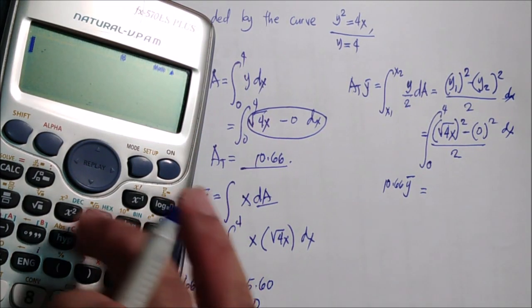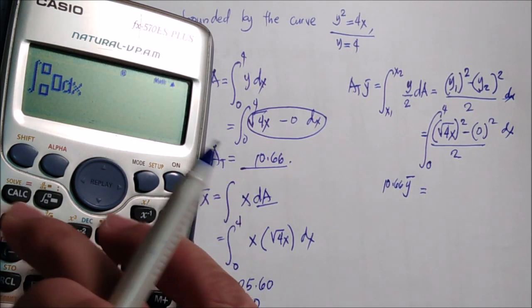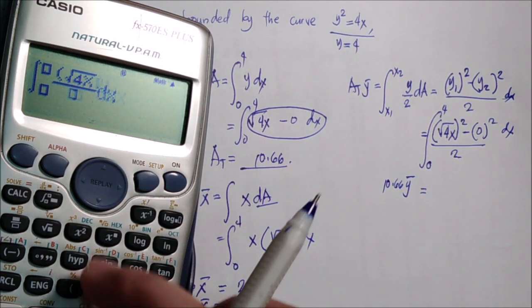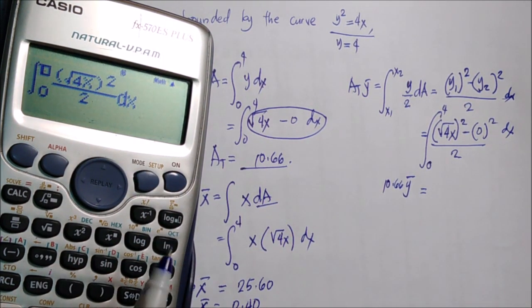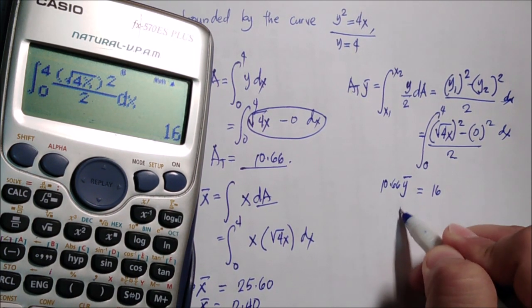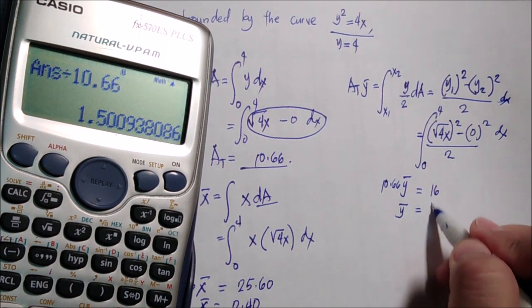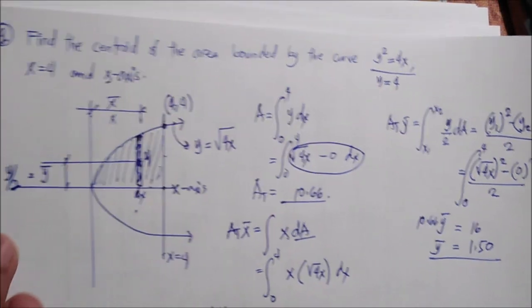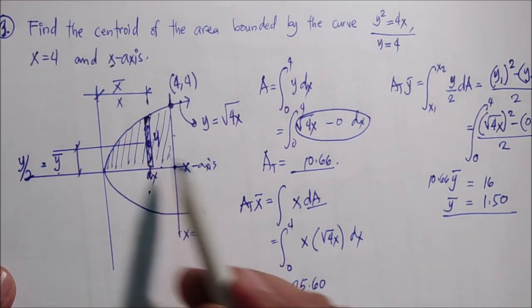Let's compute the value. The integral of the square root of 4x, squared, divided by 2, limit from 0 to 4, is 16. Your bar y therefore is 16 divided by 10.66. The answer is 1.5. So our centroid is bar y equals 1.5 and bar x equals 2.4.